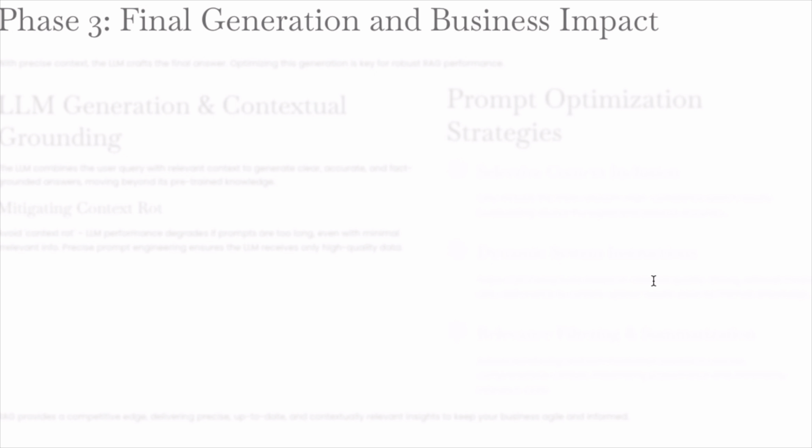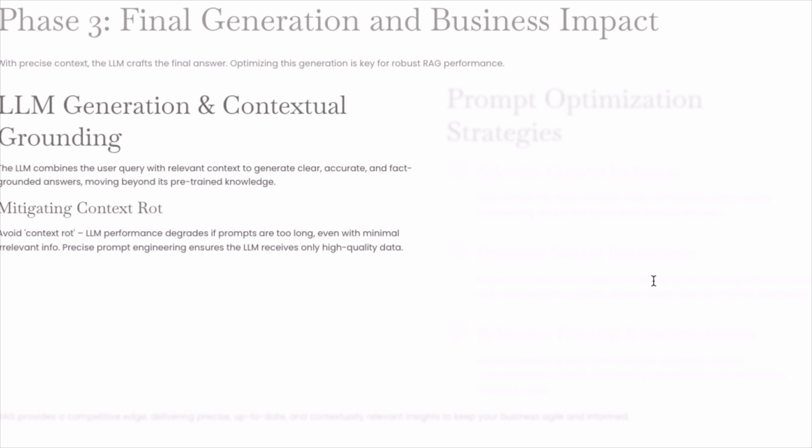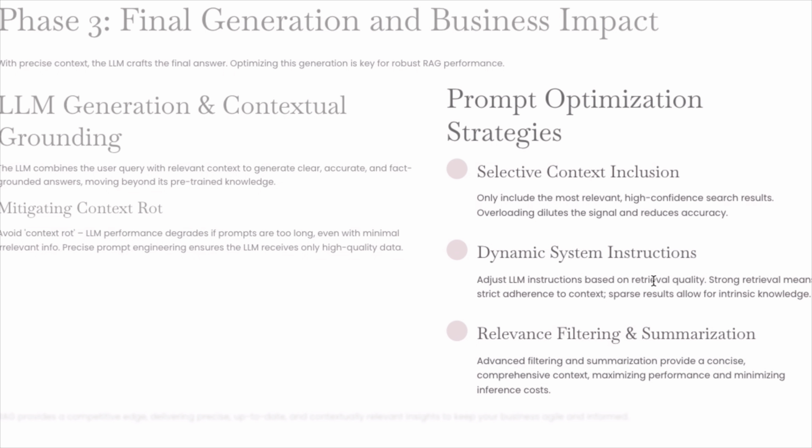And then going to the third phase of building a RAG, which is generation: feeding our LLM the query plus the top context, and we can watch it with actual code. We have to also be aware of context rot, which means when we pile in too much, key facts can get lost. Like, so much means so little can be drawn out. And then there are some prompt optimization strategies where we have selective context inclusion, dynamic system instructions, and relevance filtering and summarization.